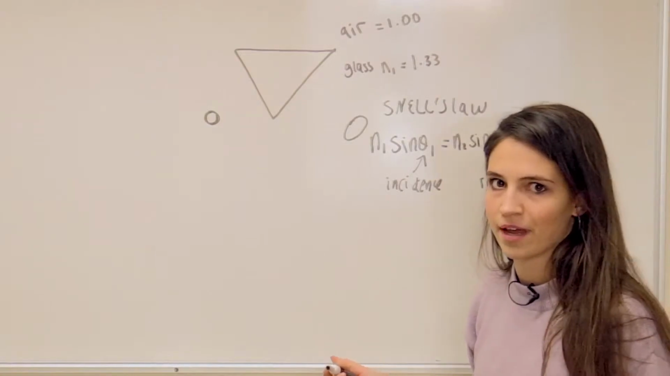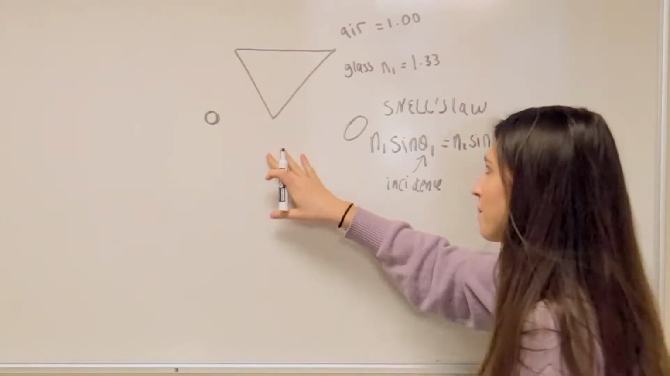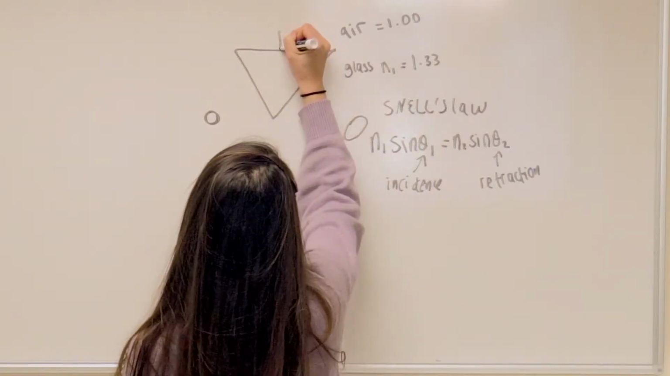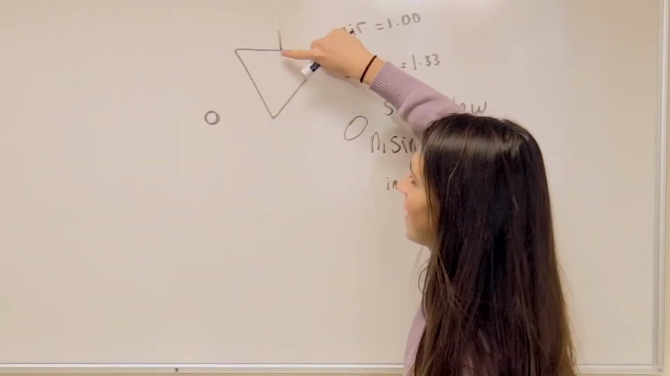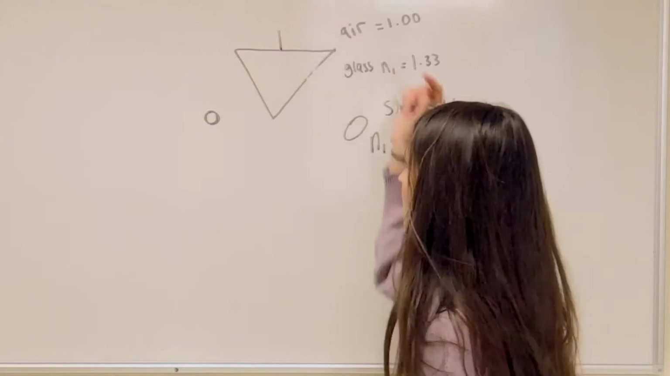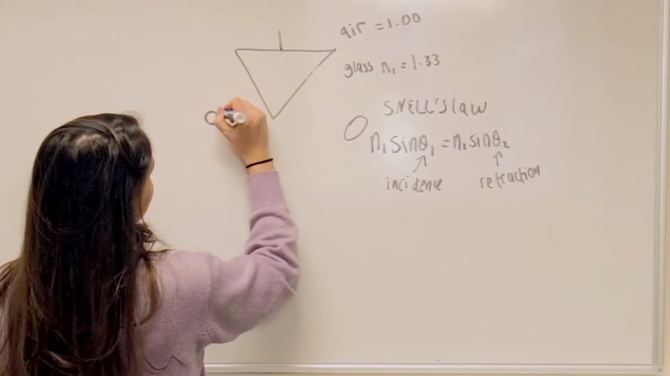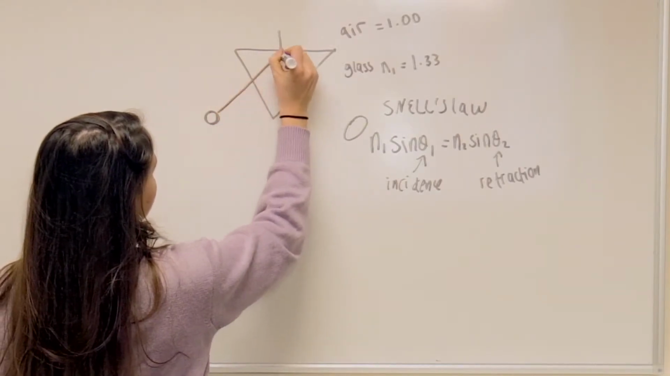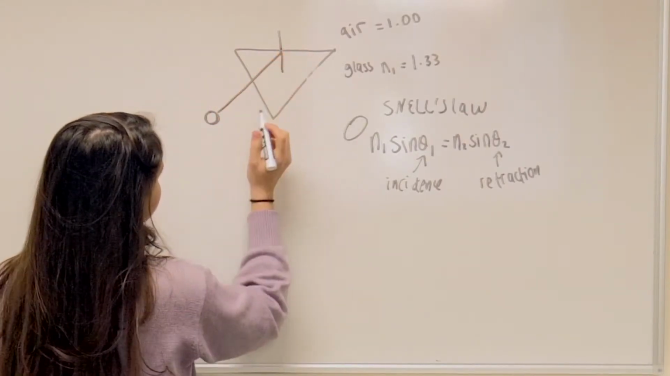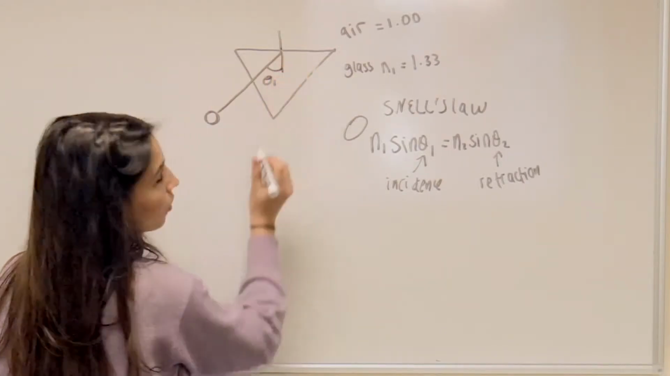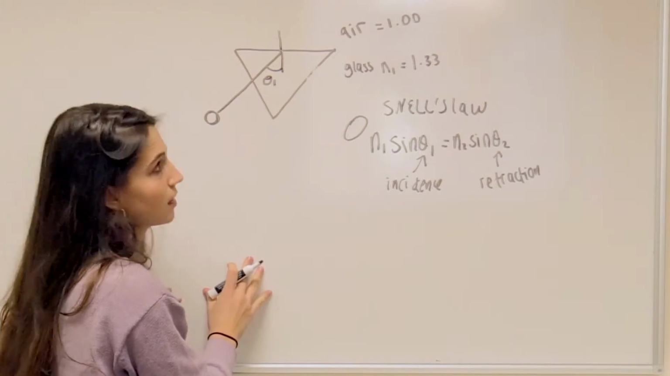But what on earth does that mean? Well, let's have a look back at the diagram. I'm going to draw a normal on my prism, which is a line that's perpendicular to the interface between the two materials. And then this is my incidence ray, a ray of light coming in from our light source here. I'm just going to extend the normal. And then this angle here is theta 1, our angle of incidence.